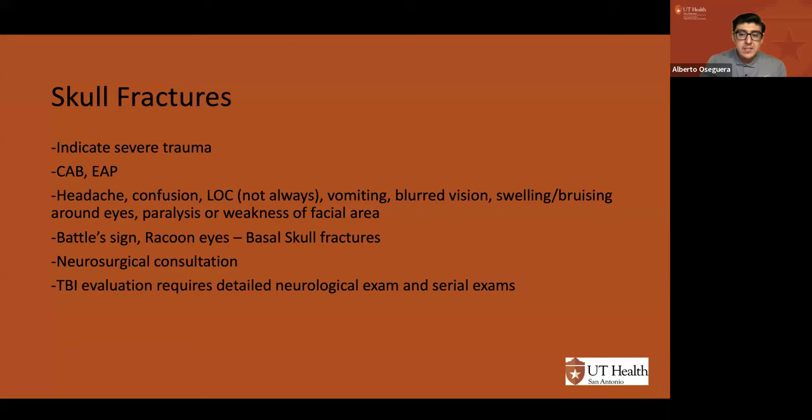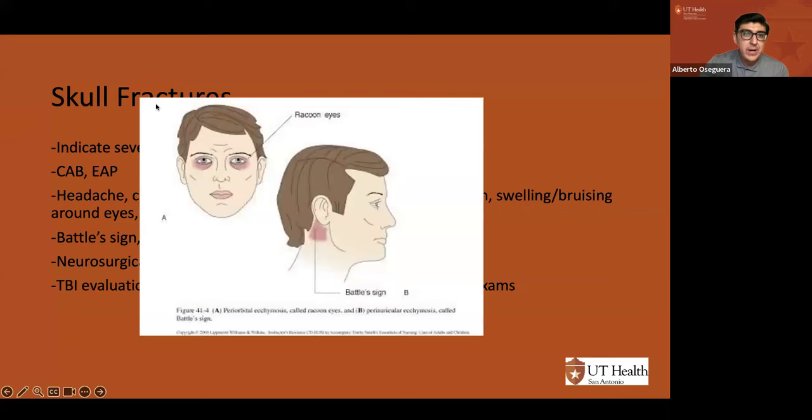The textbook signs for skull fractures are battle sign and raccoon eyes. Battle sign is the bruising that you'll get right behind the ear. It can be on one or both sides. And that's pretty specific for these basilar skull fractures, along with raccoon eyes, where you get bruising underneath both of the eyes. So that's pretty high yield and pretty specific for those types of skull fractures.